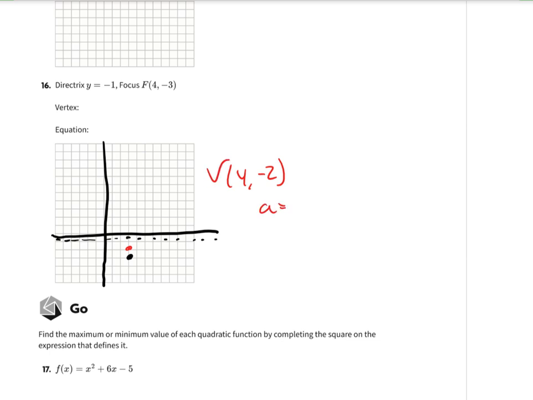And a is going to be equal to 1 over 4p. P here is equal to 1. However, it's going to be a negative value because it's below. It's going to be opening down, looking something like that. So we get y plus 2 equals -1/4 (x minus 4) squared.